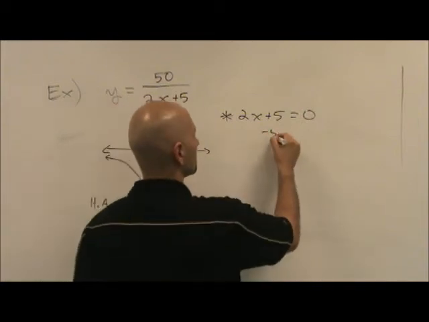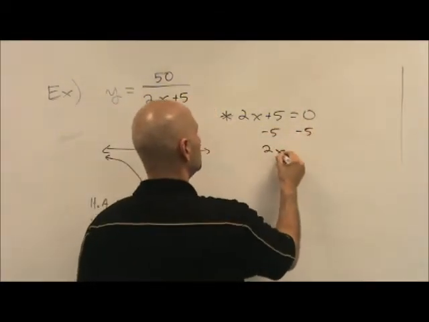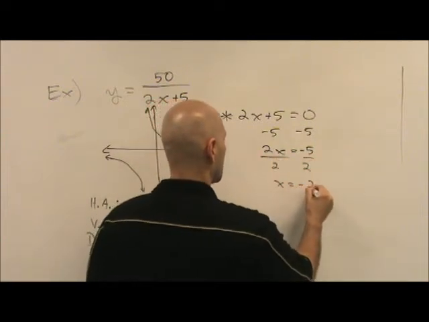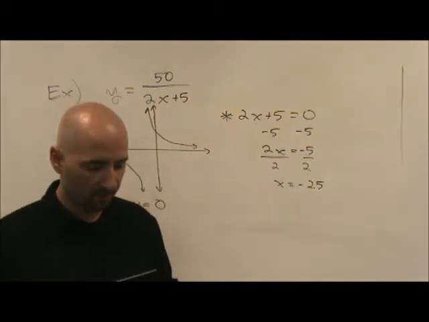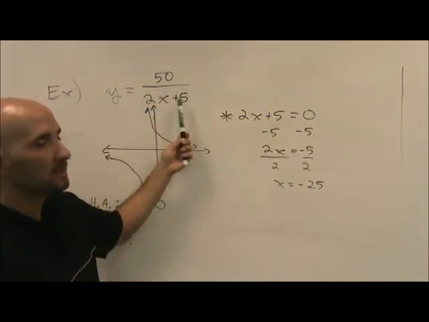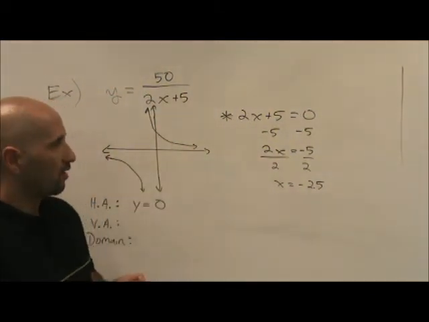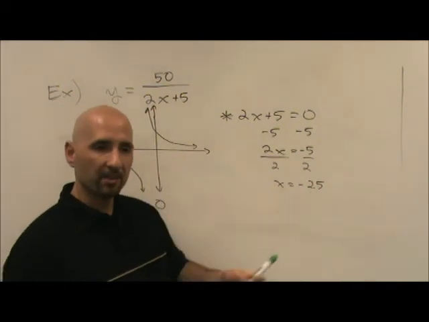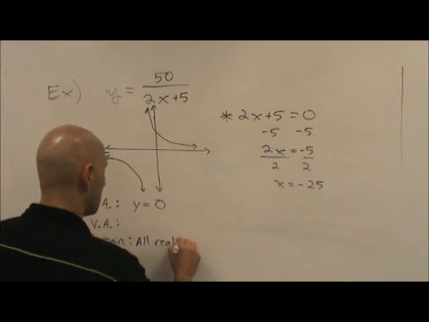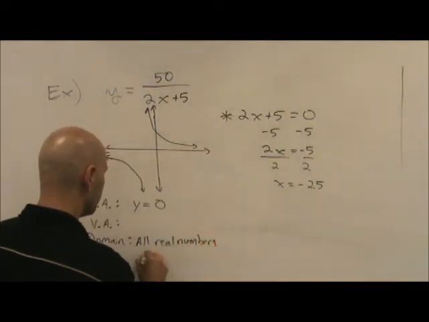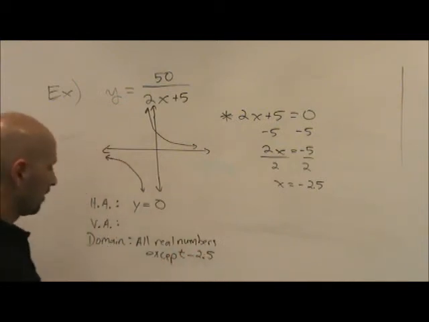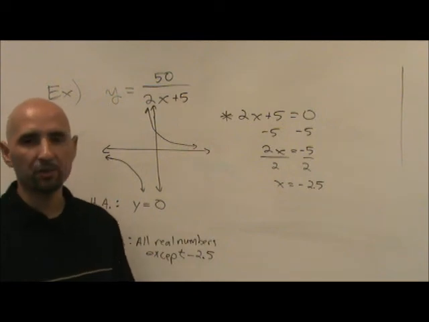So if I solve this simple equation, I will get that x equals negative 2.5 makes this piece 0, and that also makes this piece 0. So that our domain is all real numbers except that value right there. So I'll write it this way. All real numbers except negative 2.5.